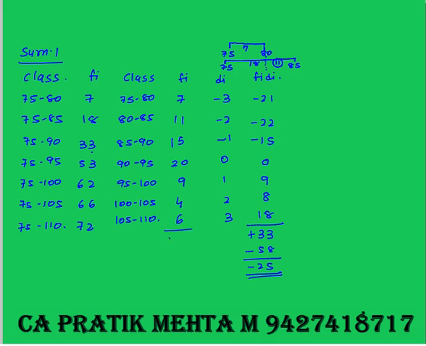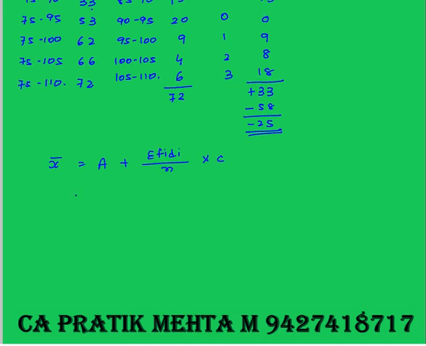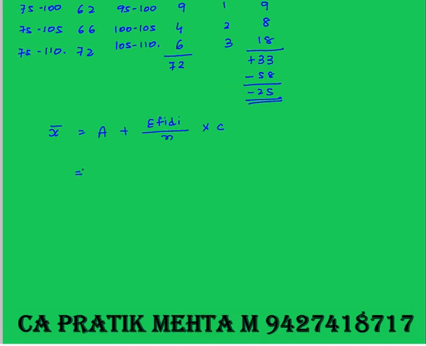What is the total of fi? You can see total of fi is 72. So now let us put the formula and get the answer. X bar is equal to A plus sigma fidi upon N into C. A very normal formula. Let's apply what we mean by A.